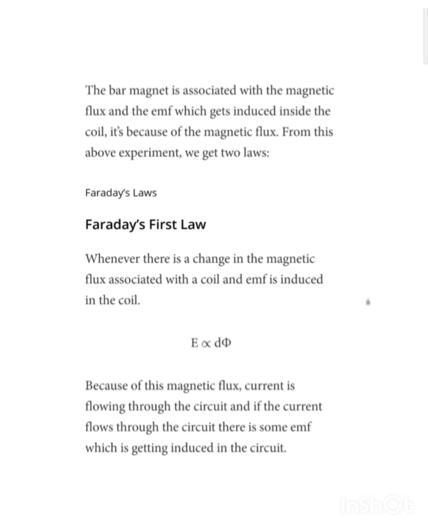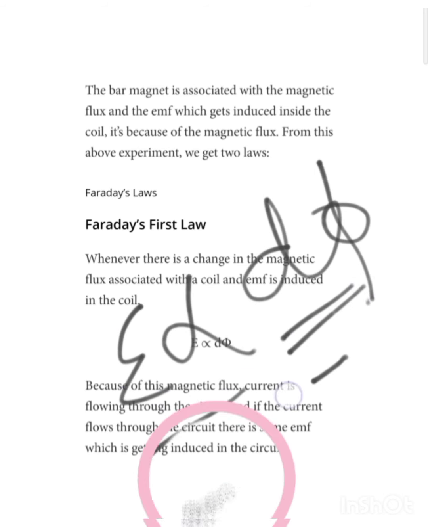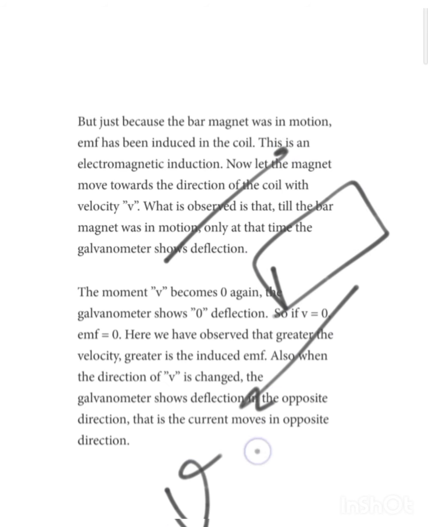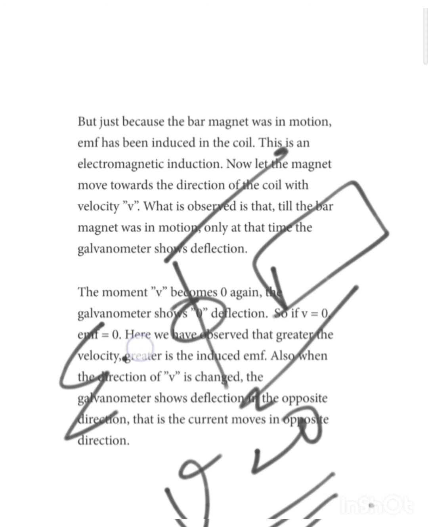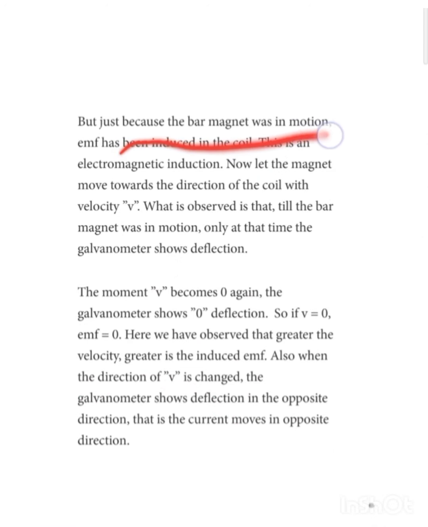So we can say that because of this magnetic flux, current is flowing through the circuit, and if the current flows through the circuit, there is some EMF which is getting induced in this one. So the more the value of the magnetic flux, the more will be the induced EMF. You can see over here that if we do not do any relative motion, the value of the velocity is 0. If the value of velocity is 0, the value of magnetic flux is also 0 and induced current is also 0. But just because the bar magnet was in motion, induced EMF is produced.